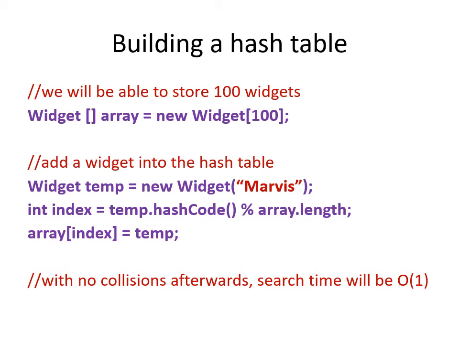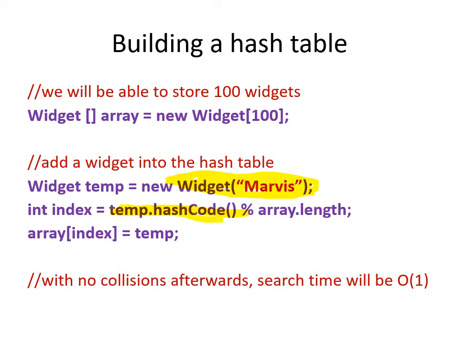So here is now building a simple hash table. We'll make an array of widgets, just a classic Java array, and we'll say that we're storing 100 of these. We'll go ahead and create a new instance of a widget, and this widget's going to have the name Marvis, maybe named after Marvis Frazier, the journeyman boxer from the 1980s. And we'll go ahead and grab its hash code.